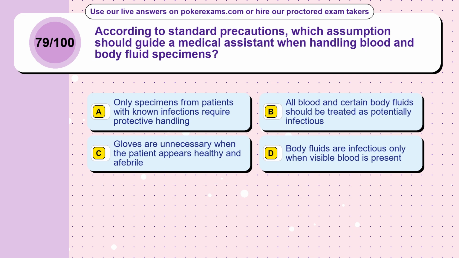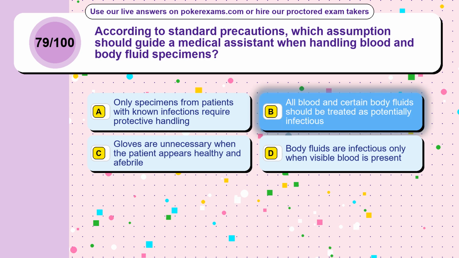Question 79. According to standard precautions, which assumption should guide a medical assistant when handling blood and body fluid specimens? Option A. Only specimens from patients with known infections require protective handling. Option B. All blood and certain body fluids should be treated as potentially infectious. Option C. Gloves are unnecessary when the patient appears healthy and afebrile. Option D. Body fluids are infectious only when visible blood is present.